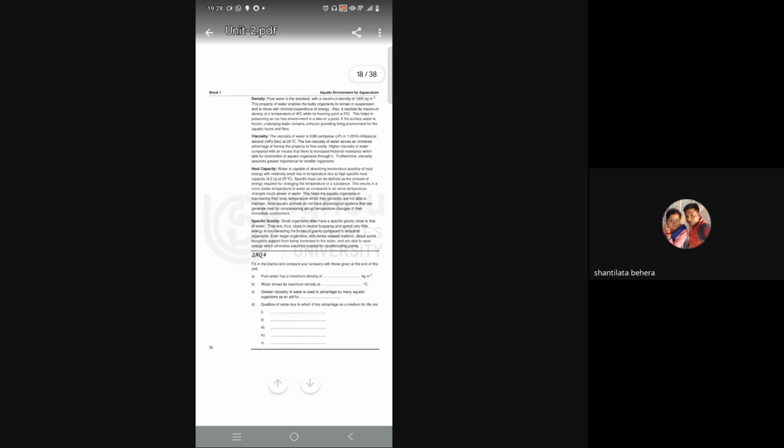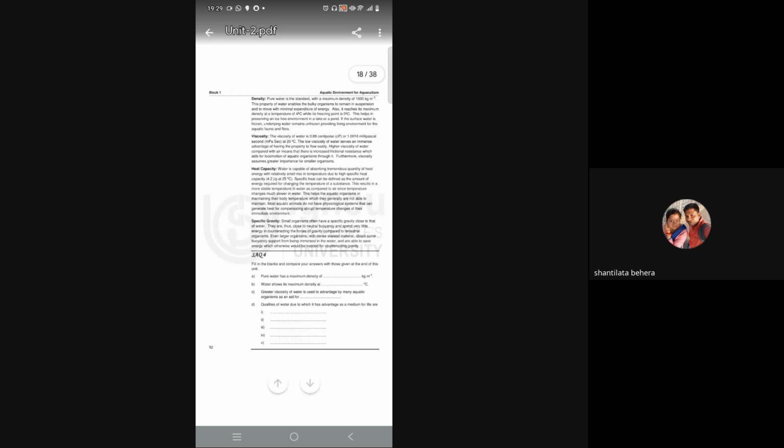So, the advantage of water as a medium for life: density. Density is also a major characteristic of water that provides a proper environment for the growth of aquatic organisms. Pure water is the standard with the maximum density of 1000 kg per meter cube. This property of water enables bulky organisms to remain suspended. Organisms will grow in a proper density. So the density of pure water is 1000 kg per meter cube.